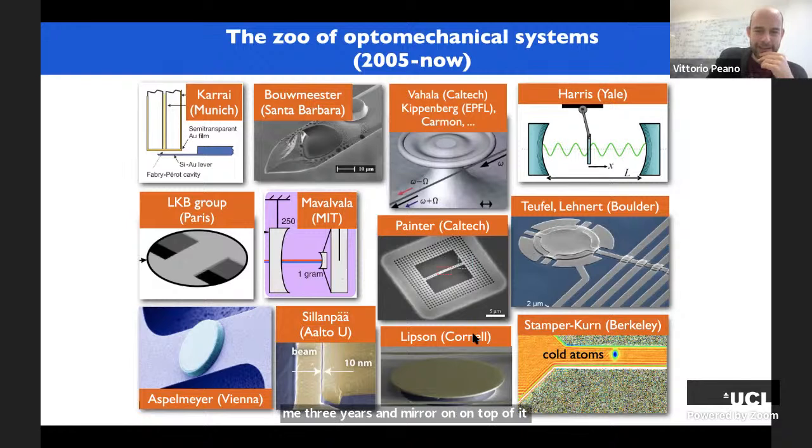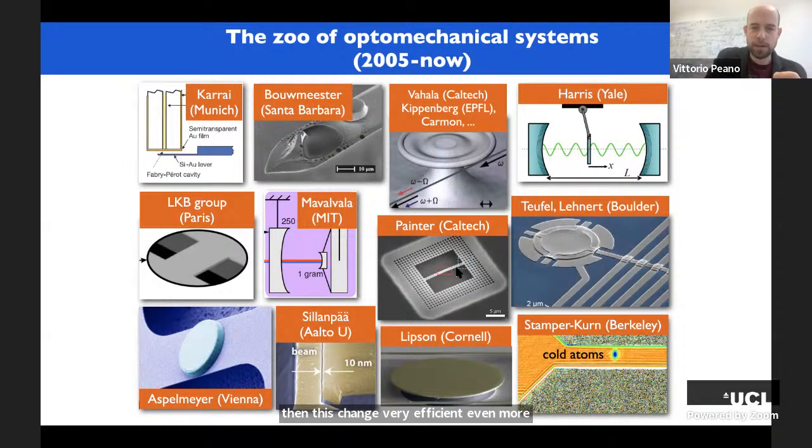Then there are more toroidal structures, where the interesting optical mode is typically a whispering gallery mode, a mode that goes around the rim of the toroid, whereas the mechanical mode is a breathing mode, in such a way that when the breathing mode changes, the length of the circumference of the system changes, and this very efficiently changes the optical mode.